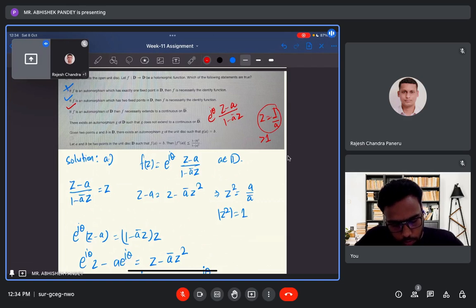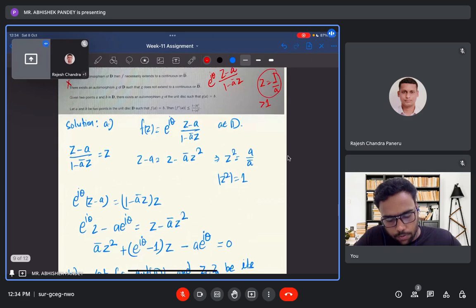There exists an automorphism g of D such that g does not extend continuously to the closure of D. By the previous option, this is false. Now, given two points a and b in D, there exists an automorphism g of the unit disk such that g of a equals b. This is true. Let us prove it.